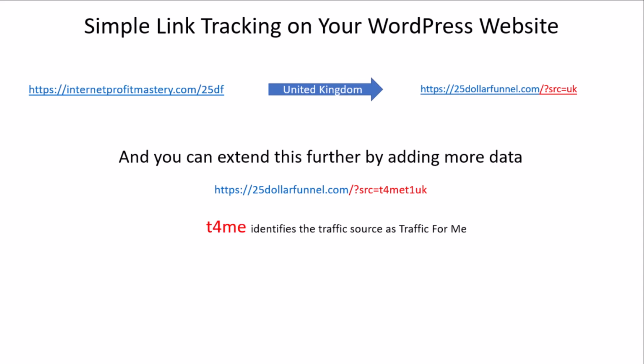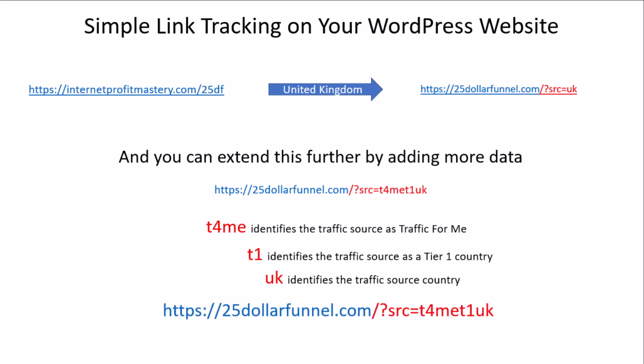T for me, in my case, identifies that the traffic source I've used for this lead is traffic for me. Then T1 identifies the traffic source as coming from a tier 1 country. And UK, of course, identifies the traffic source country itself. So that would build that link as you see on the screen there. Now what happens then is all of that information gets passed through into my Aweber autoresponder, and I can use that for very powerful filtering down and sending emails.